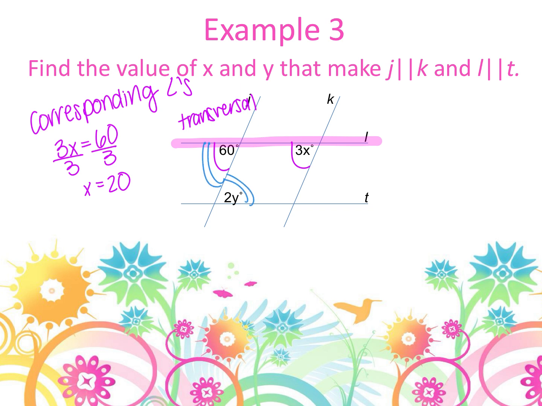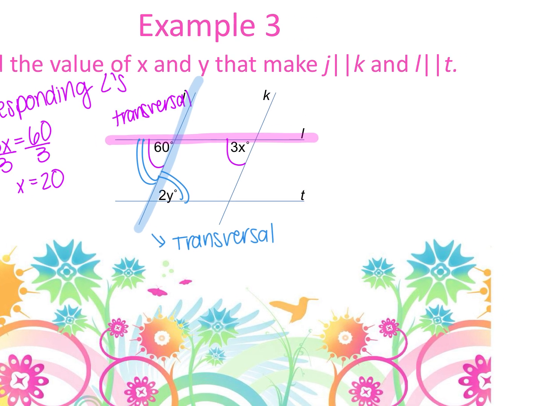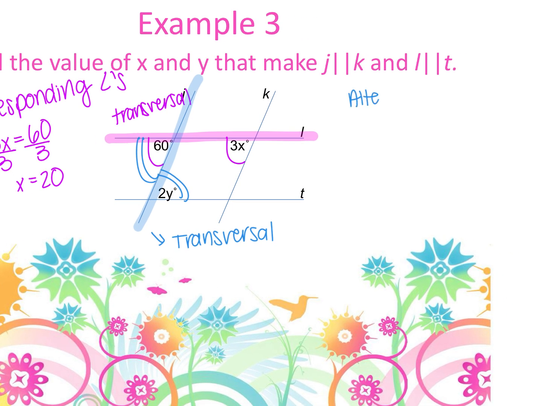Good. So for this one, I am now looking at line, what is that? J as my transversal. Okay, so this is now my transversal for the next one. And we said we were using alternate interior angles. So 2y equals 60. Divide both sides by 2. What does y equal? Good.